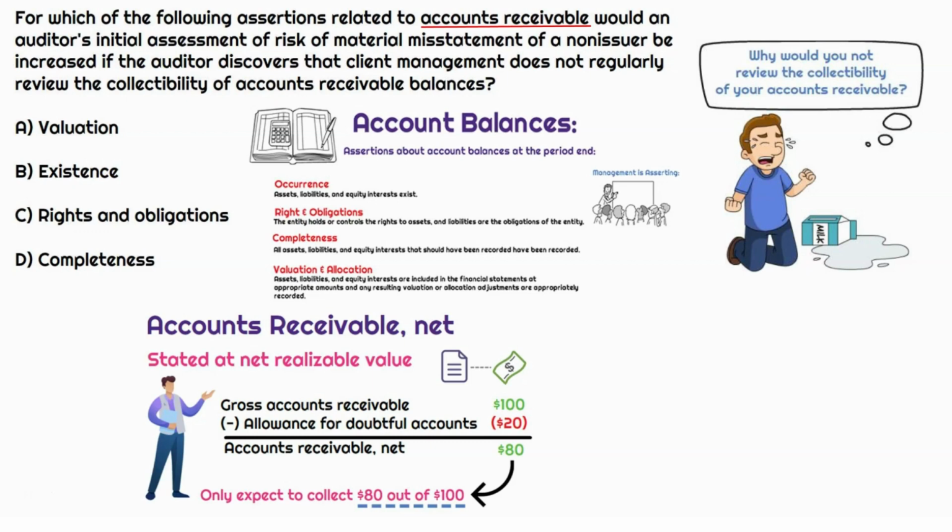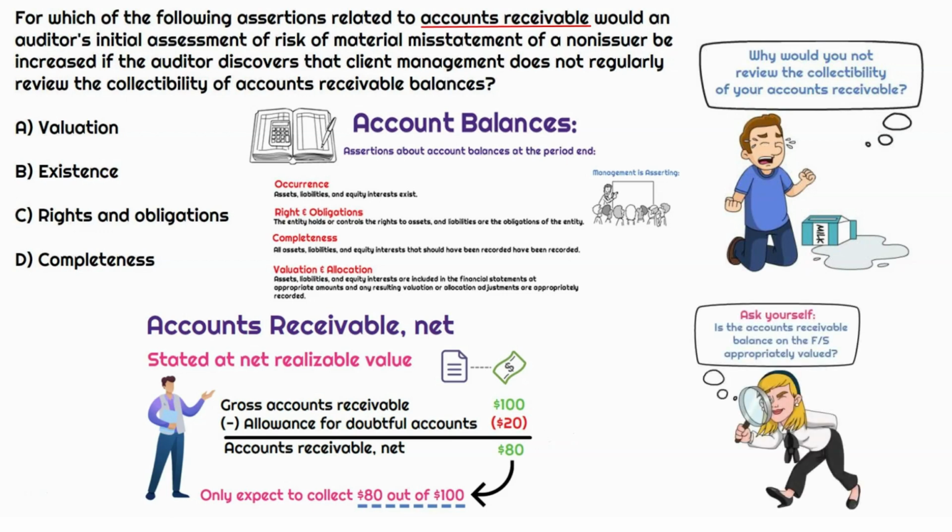So as you can see in the visual, the gross accounts receivable would be 100. And then the company's saying, okay, of that 100, there's $20 that we don't think we'll collect. So that's our allowance for doubtful accounts. And that gets us down to accounts receivable, net, of $80. And that $80 is the net realizable value, which is the amount of cash they actually expect to collect from their customers.